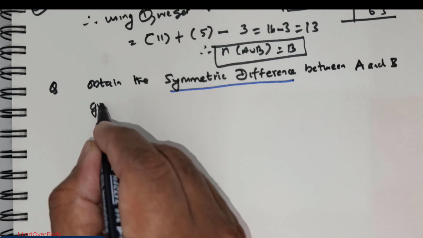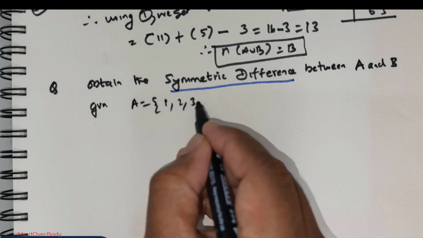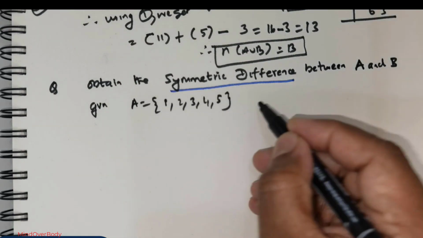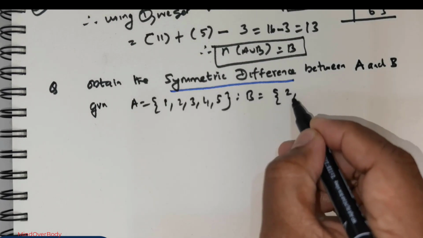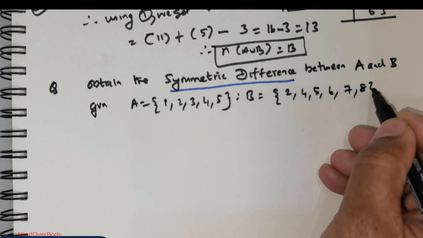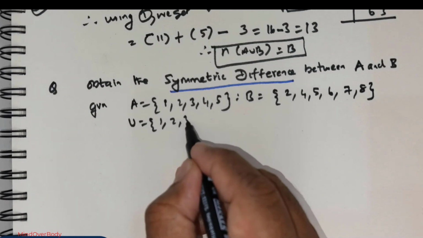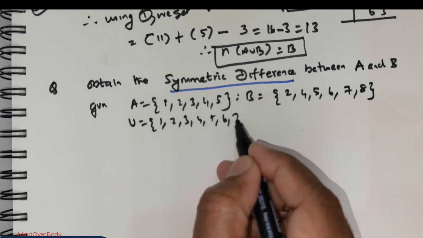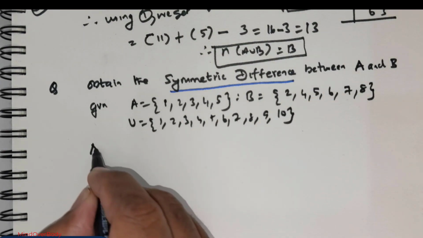Given that A is equal to 1, 2, 3, 4, 5 and B is equal to 2, 4, 5, 6, 7 and 8, and the universal set is given as 1, 2, 3, 4, 5, 6, 7, 8, 9 and 10. Now we are expected to obtain the symmetric difference.